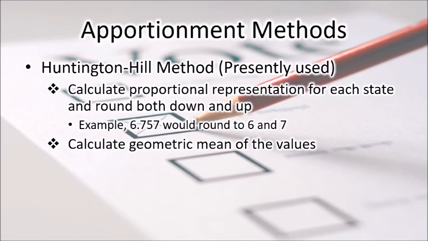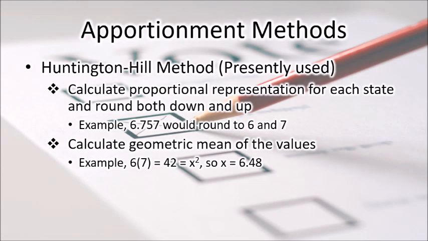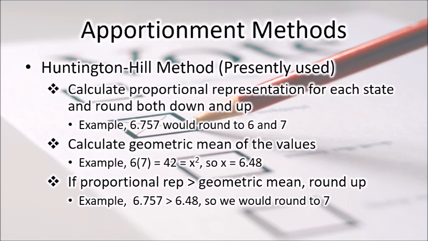Then we take and calculate the geometric mean of those values. Now, the geometric mean is when you take the 2 numbers, you multiply them together, and then take the square root. So we take 6 times 7, which we get 42. We then take the square root of 42, and that gives us roughly 6.48. If the proportional representative that we figured out in this example was 6.757, is greater than our geometric mean, which in our example is 6.48, then we would round up. If it was the opposite, if that geometric mean was higher than the actual representative rate, then we would round down.